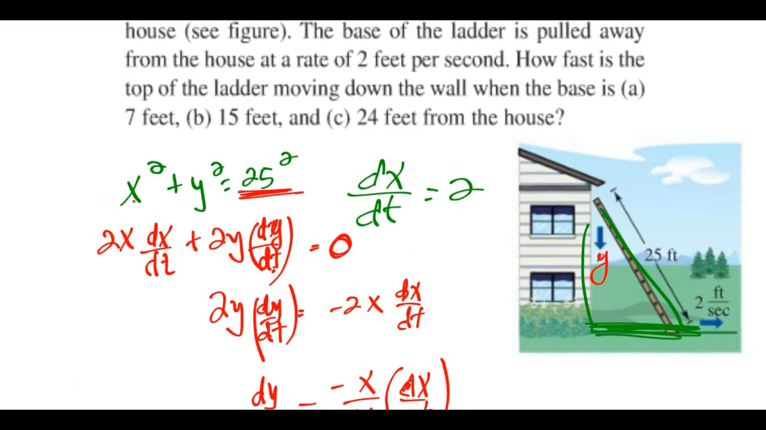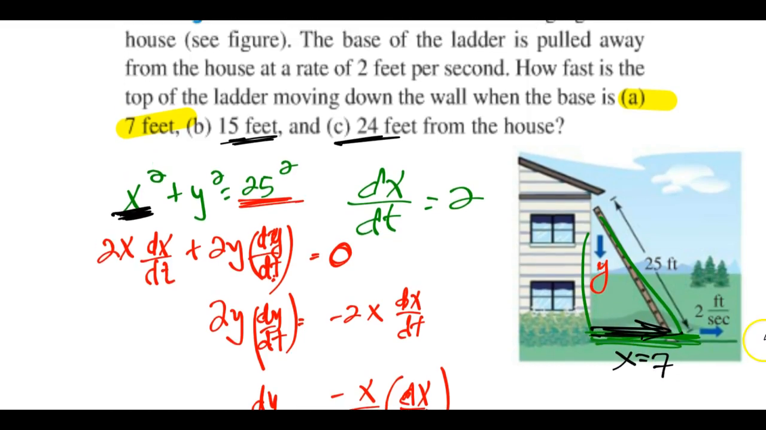So the very last thing I'm going to do is plug in this information when the base is 7 feet. Now I didn't want to do that in the beginning because you're going to say, well, that's the x value, if x is 7, but it's changing. Sometimes it's 7, sometimes it's 15, sometimes it's 24. So do you agree this base is changing as this ladder is moving? So I wouldn't plug in that 7 till the end. Otherwise, you're going to lose that variable x.